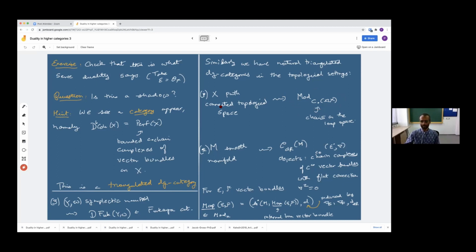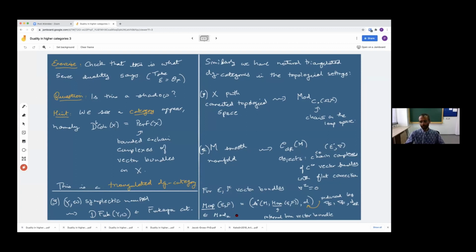So I have a DG category sitting around in the settings where I might want to talk about topological things like Poincaré duality. If M is a smooth manifold, of course, then this construction still applies, because M is also a topological space. But I can also describe a de Rham model for this, something that is more differential geometric in flavor. Namely, I can associate a category C de Rham of M whose objects are cochain complexes of C infinity vector bundles with flat connections, so a connection nabla that squares to 0.